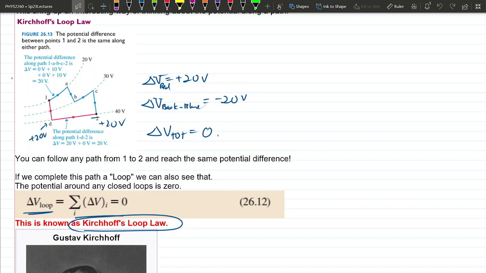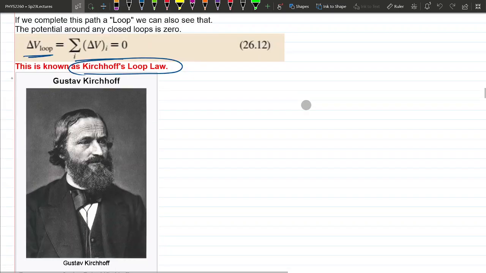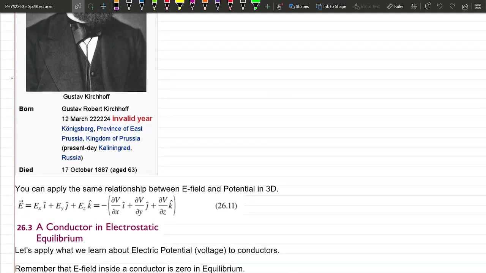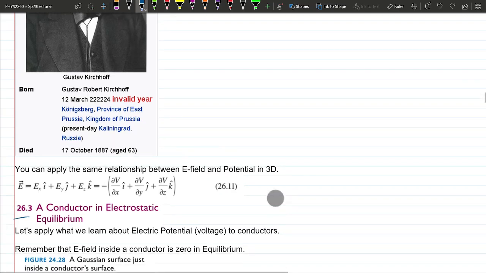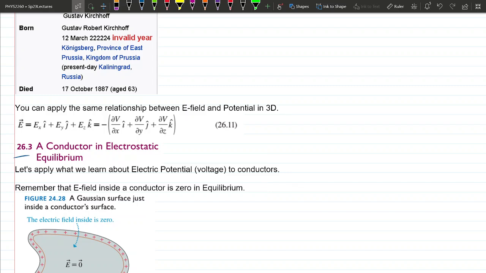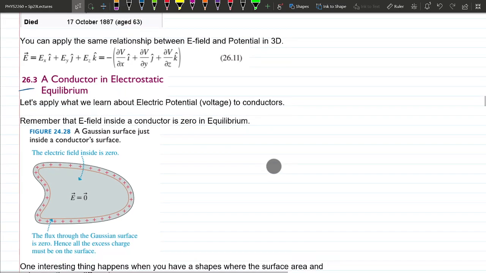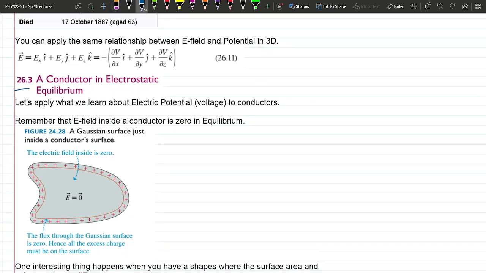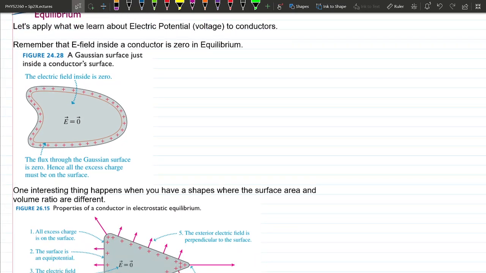One interesting thing that was covered in chapter 24, when we did Gauss's law, was that the thing you can prove with Gauss's law is that if you have charges on a conductor, these charges are going to try to get as far away from each other as possible, right? And therefore, all of the charges will actually reside on the surface of the conductor, right?